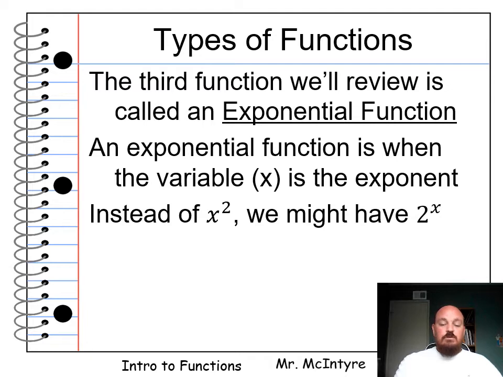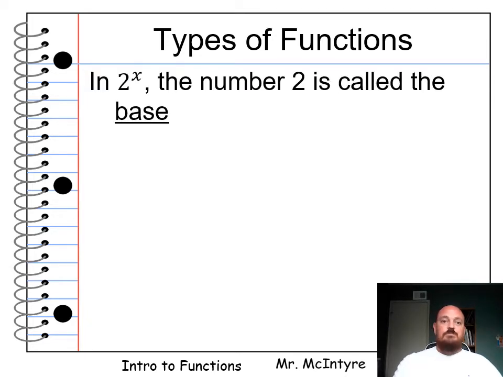So we're going to focus on two different types of exponential functions. And to differentiate between the two, I'm going to give you a vocab word. The number that's being raised to the x power is called the base. So like in my example from before, when we had 2 to the x, 2 is the base. If we had 5 to the x, 5 would be the base.